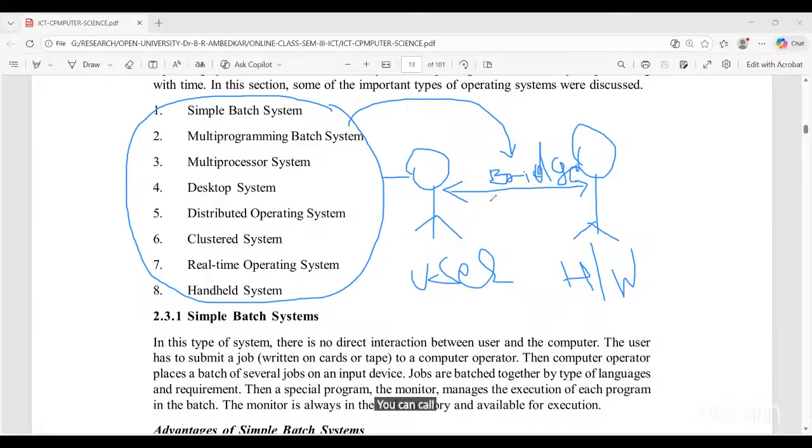The technical word you can use is interface. This is an interface. So you can call it a bridge and you can call it an interface, an interface between the user and the hardware. This is a bridge, this is an interface. Both are the same.